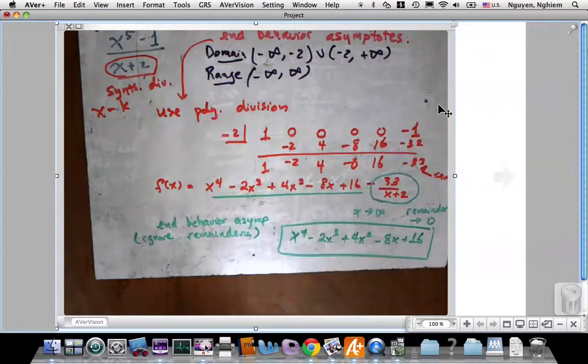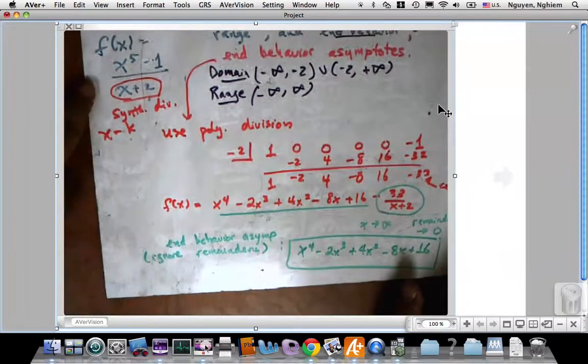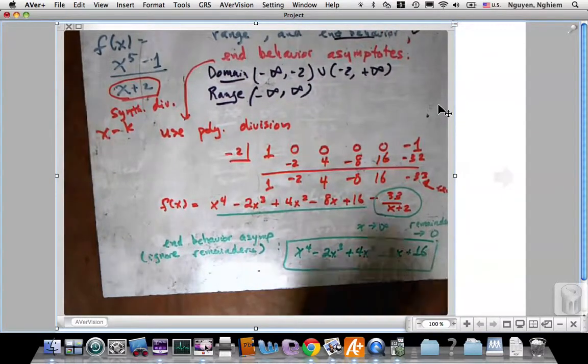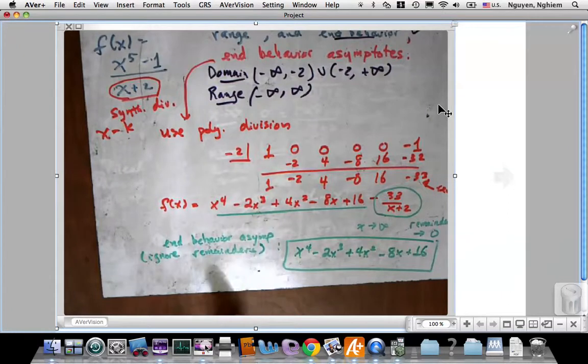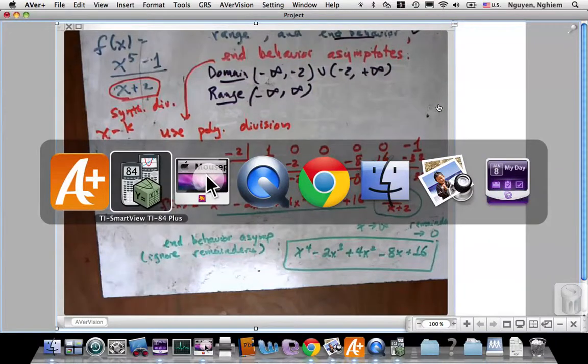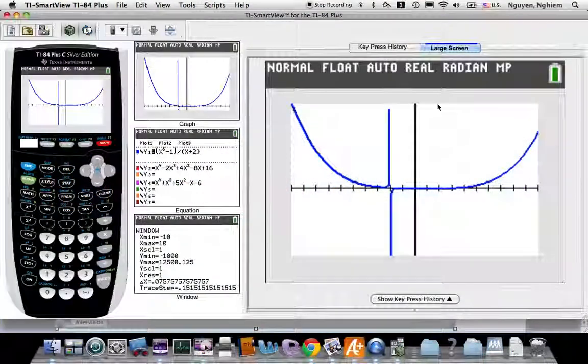Now, again, what I was talking about before is that sometimes you have a function like this that you have to deal with in the real world, but you don't really care about what it behaves like in the minor details. You really care about the large values. And in that case, dealing with one singular polynomial like this is a little bit easier to handle than a fraction of polynomials. And so let me show you on the graph why end behavior asymptotes matter.